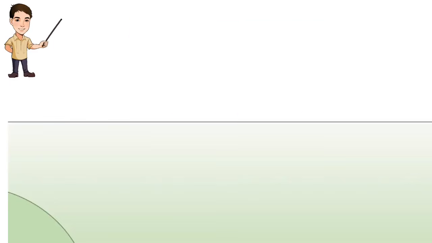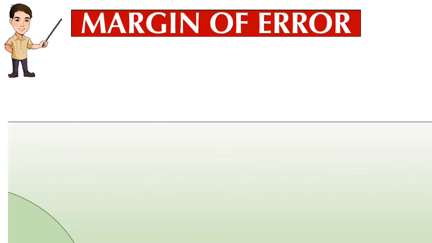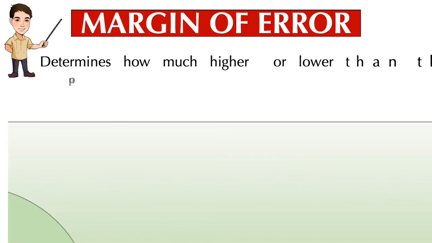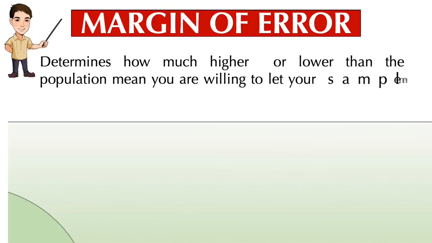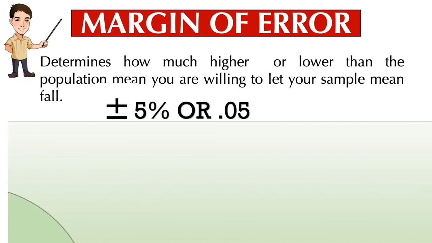Second, margin of error. In doing a quantitative research, no sample will be entirely perfect. As researchers, we need to decide how much error to allow. By definition, the margin of error determines how much higher or lower than the population mean you are willing to let your sample mean fall. Often this is expressed in terms of percentage.